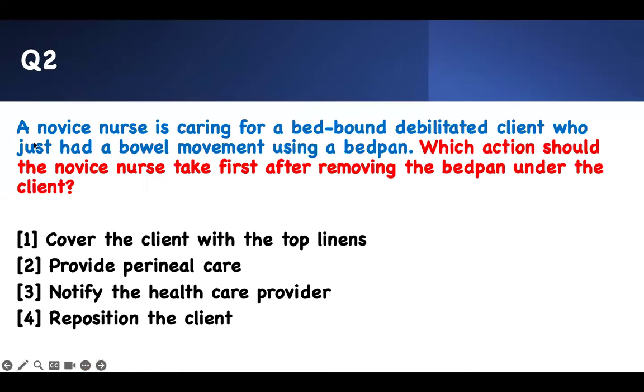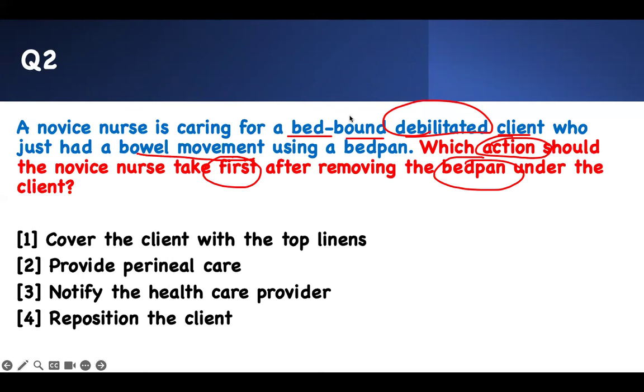Number two, same thing. Read it from the back, underline the buzzword, and put it together. Which action should the novice nurse do first, after removing the bedpan? The novice nurse is caring for a client who is bed-bound, debilitated, and had just had a bowel movement. Patient is bed-bound, had a bowel movement. You know he can't clean himself. Think about it. After you remove the bedpan, what is the first thing?